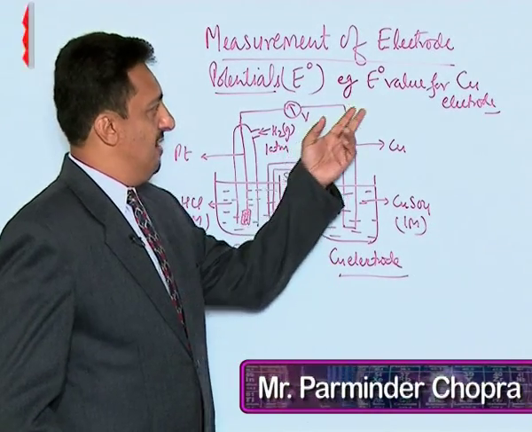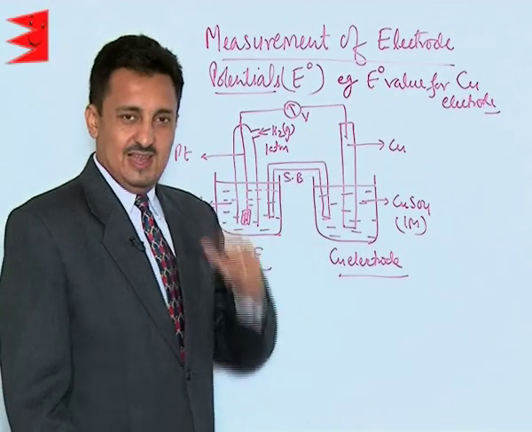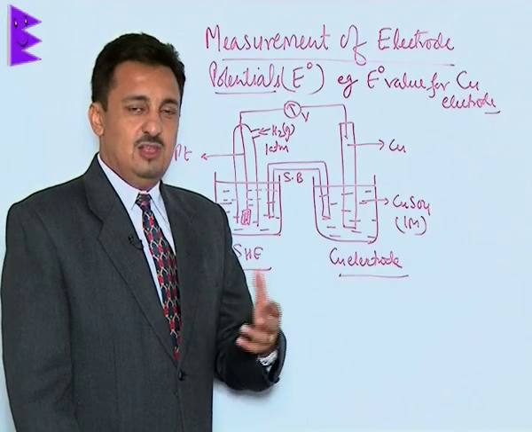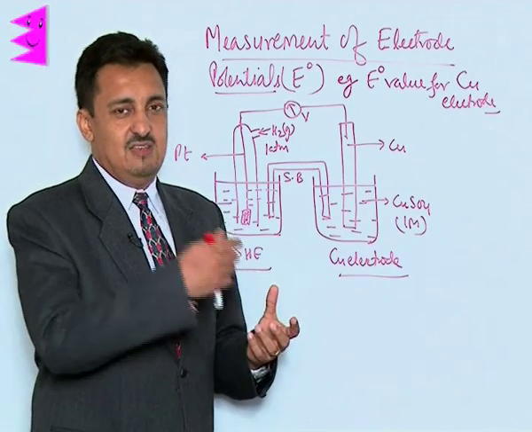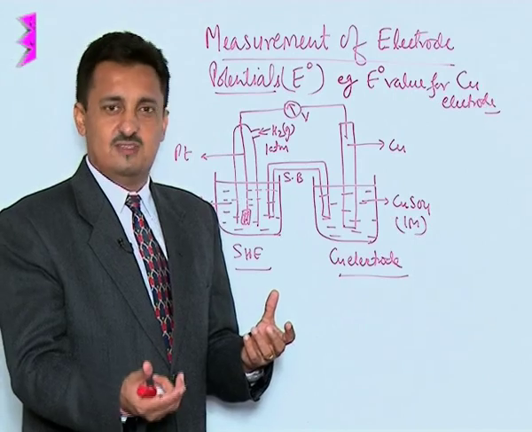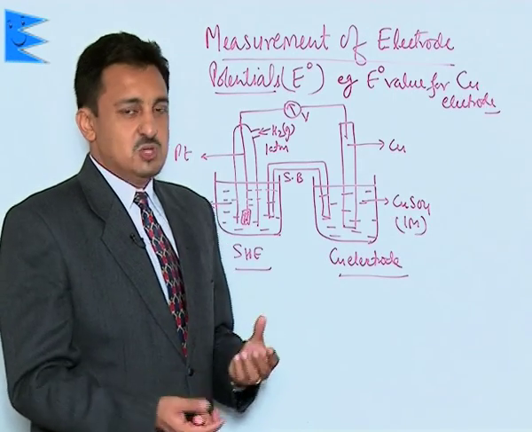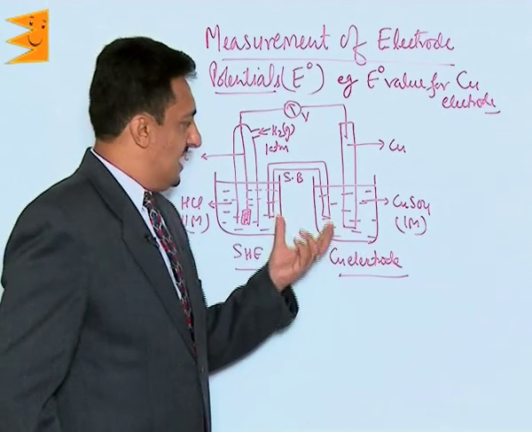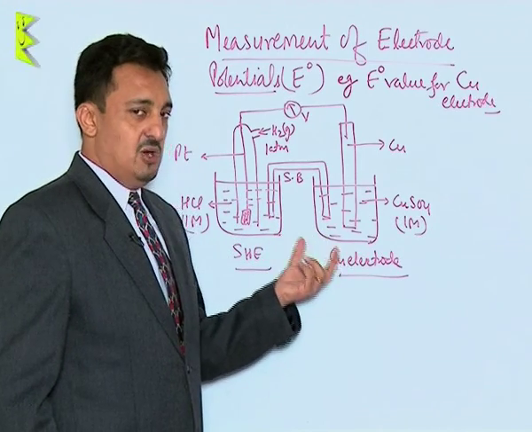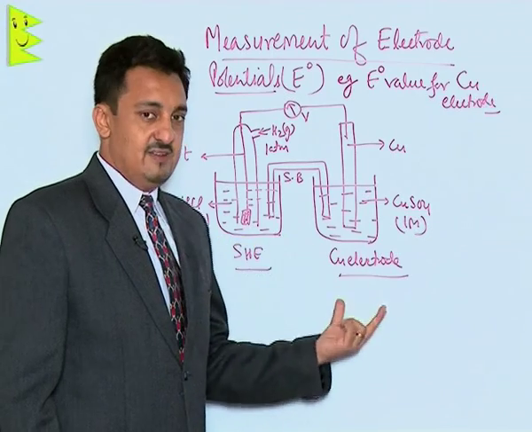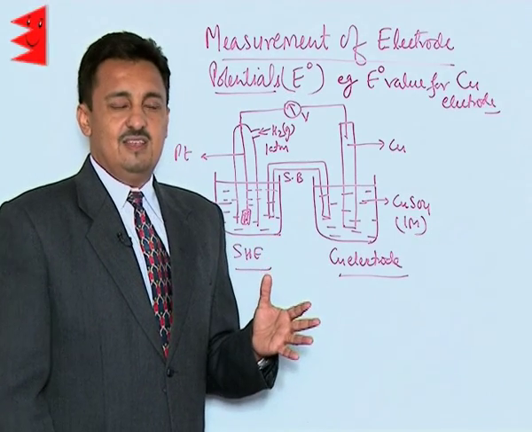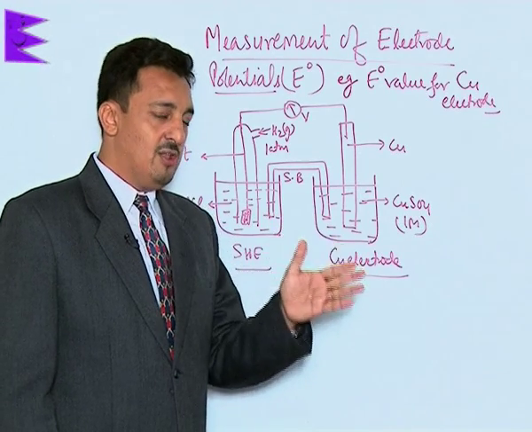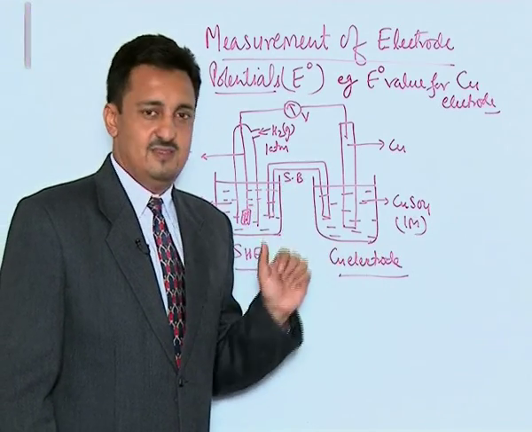Let us take an example of finding out the E naught value for the copper electrode. As we know, the E naught value of any electrode is determined by connecting it with the reference electrode, which is the SHE. So we have connected the copper electrode with SHE. The diagram drawn here shows SHE on the left hand side and the copper electrode on the right hand side, because as per the IUPAC international system of representation of electrodes, the anode is always drawn on the left hand side and the cathode on the right hand side.